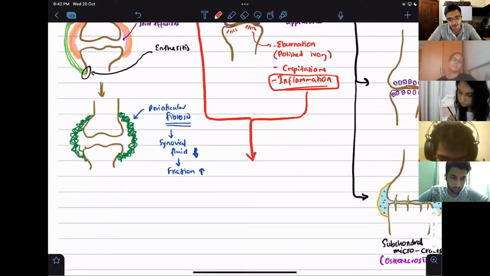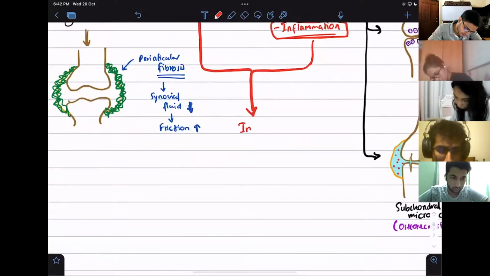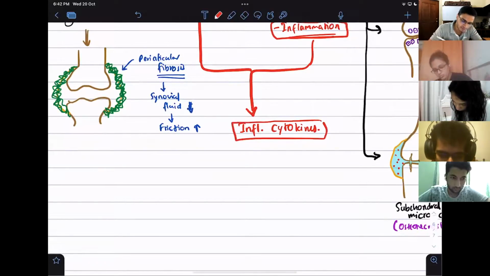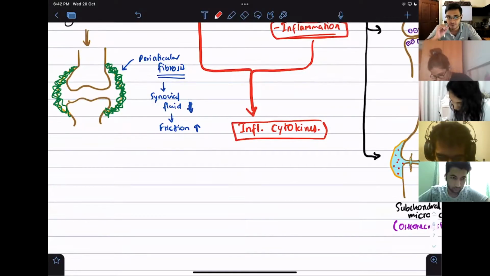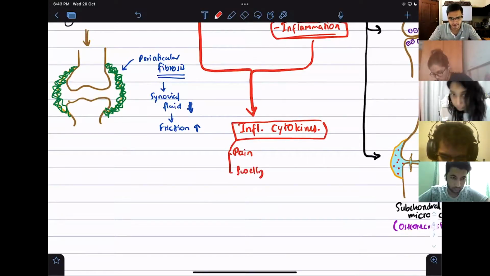Subchondral bone inflammation. What is happening here, guys, with this inflammation? You all know it is accompanied by inflammatory cytokines, right? Also, whenever there is inflammation, there can be pain, there can be swelling, and all the cardinal signs. Loss of function, all of these can be there.